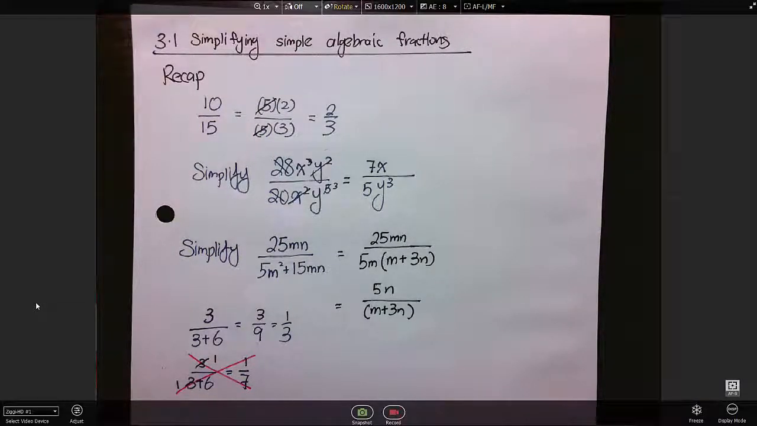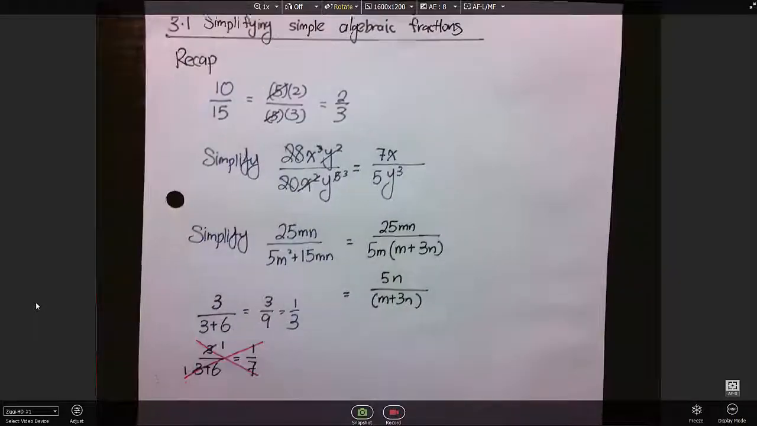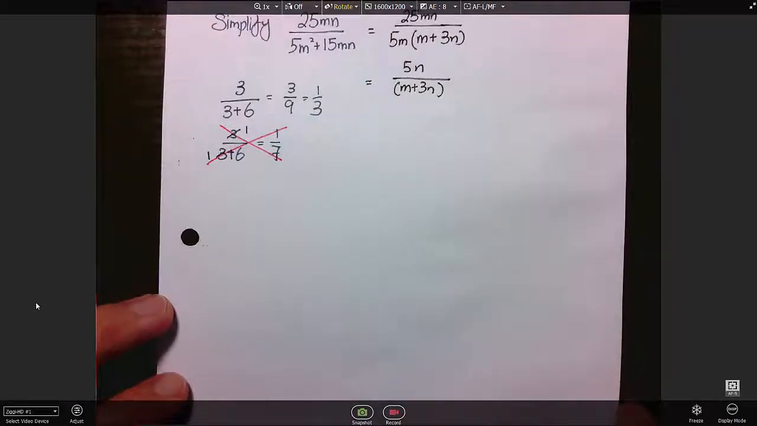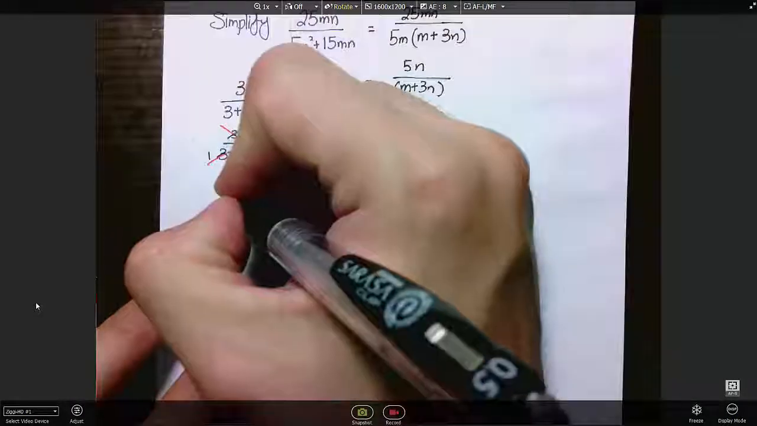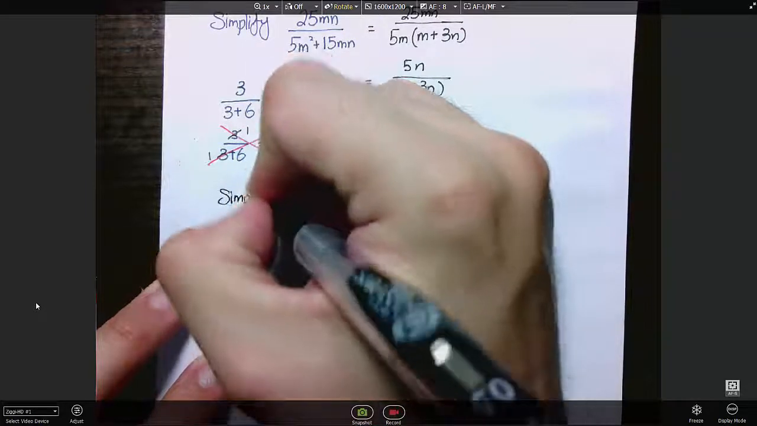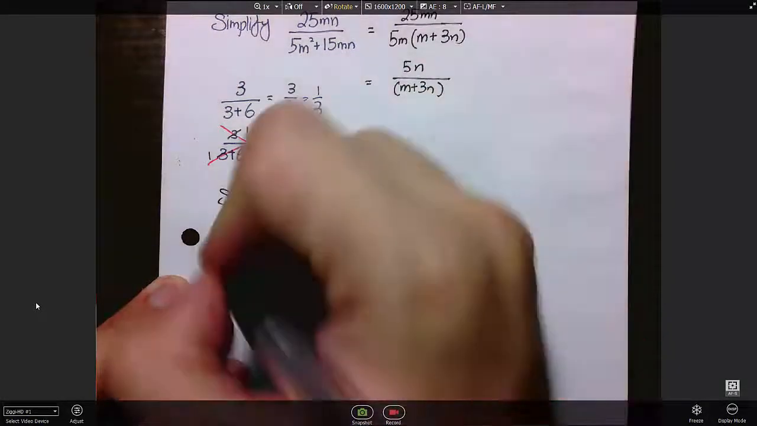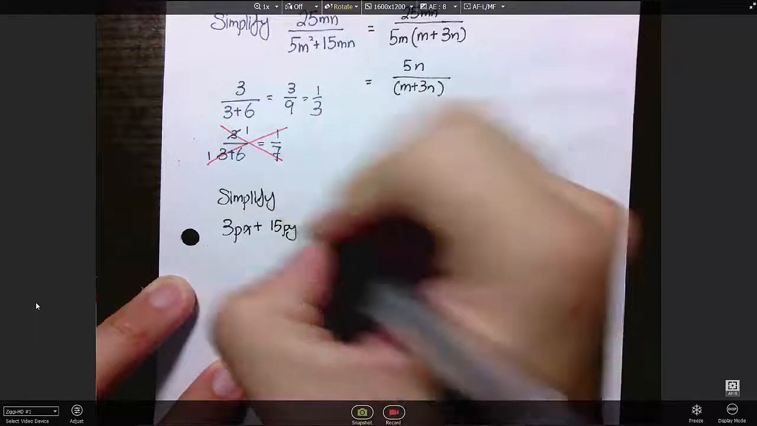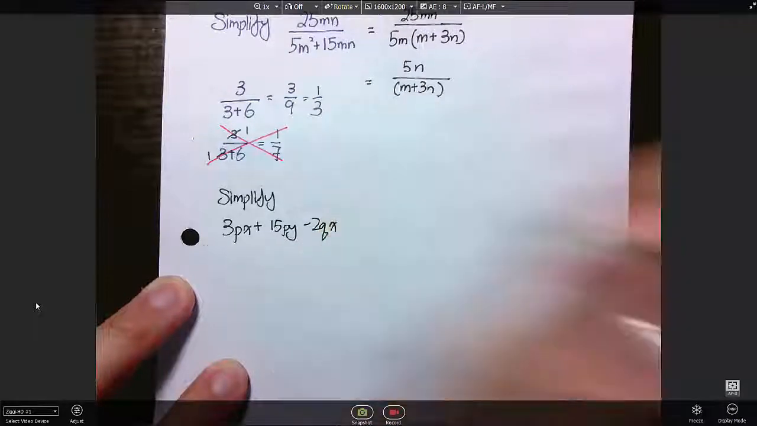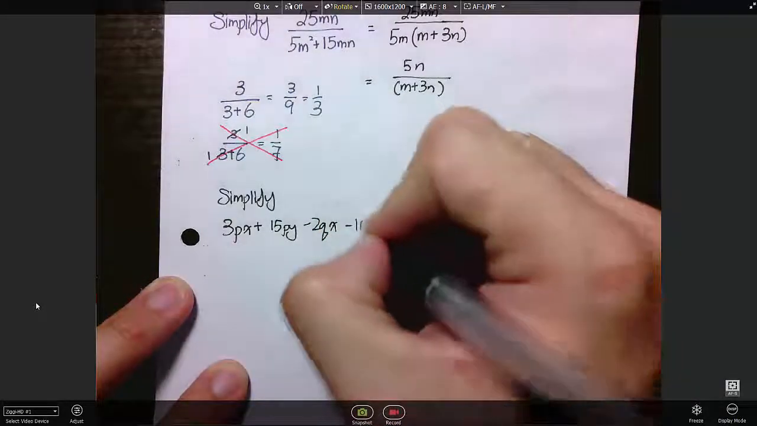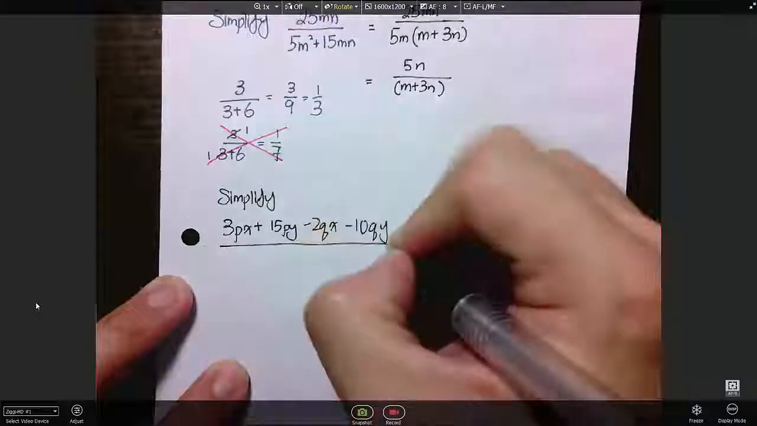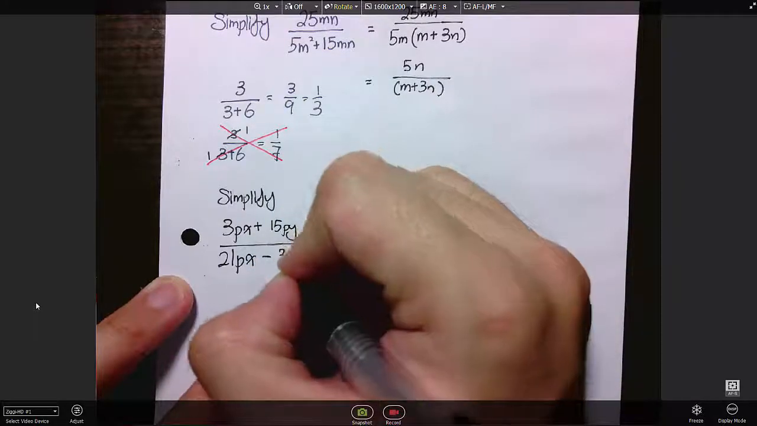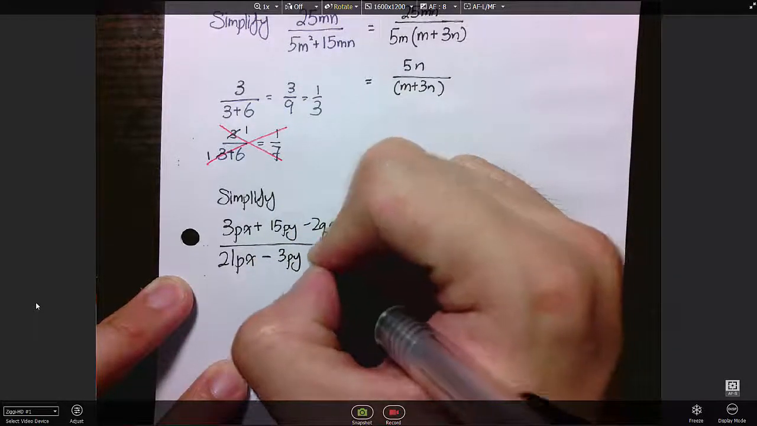Now, I give you another example. Let me move up the paper. What I want to do is simplify this algebraic fraction: 3px plus 15py minus 2qx minus 10qy, divided by 21px minus 3py minus 14qx plus 2qy.